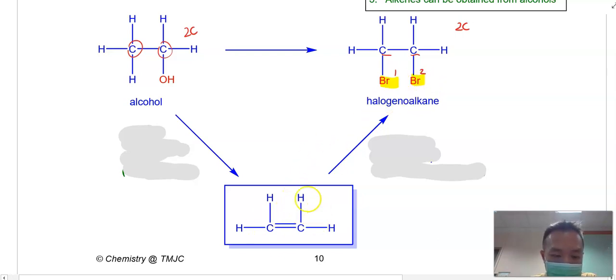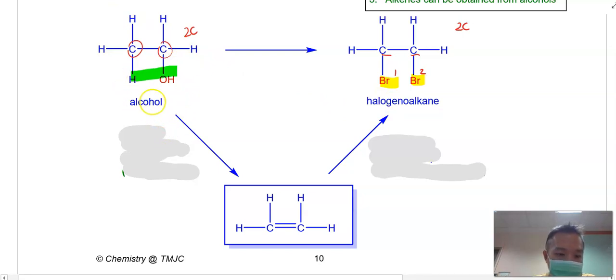I have an alkene. Then I see if I can link this alcohol to this alkene. Then I realize it's possible because I can eliminate out this water to get an alkene. And therefore I conclude this is going to be my synthesis pathway. All you need to do is to propose the reagents and conditions to bring an alcohol to an alkene to a 1,2-dibromoalkane.